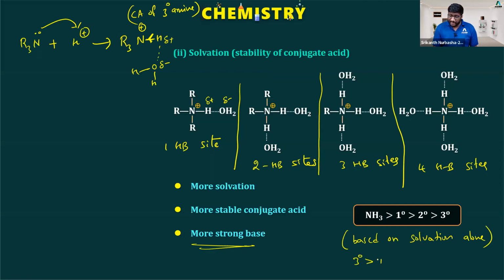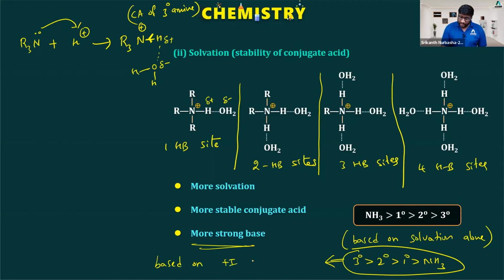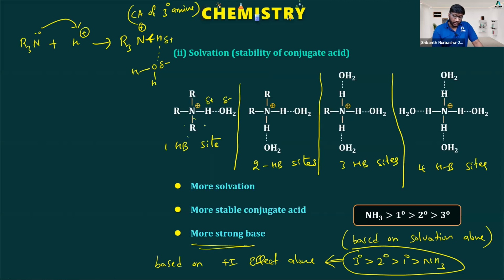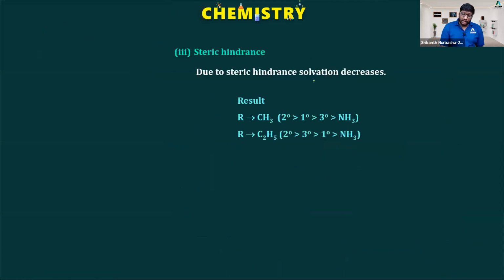The reverse, 3 degree greater than 2 degree greater than 1 degree greater than ammonia, is based on the inductive effect alone. And we have steric repulsions also, because if the alkyl group R is much larger, then you cannot have hydrogen bonding greatly. The third effect is steric hindrance. Due to steric hindrance, solvation decreases. If the R group is a bulky group, like ethyl, then we have different solvation. If it is methyl, we have different solvation. So due to steric hindrance, the solvation decreases.